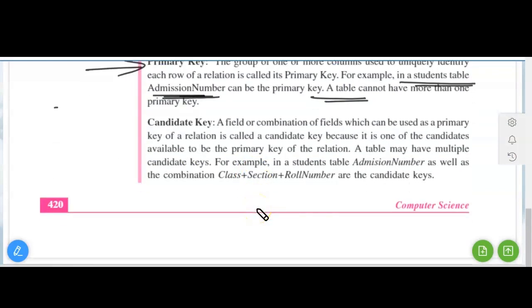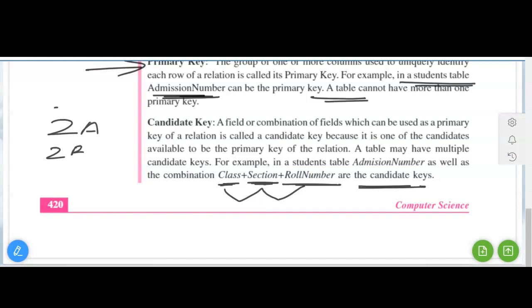If you take the class of a student, the section of a student, and a roll number, the three together make up a candidate key. For example, the same roll number will be there in different classes. So if you take 2A, 2B, 2C, roll numbers 1 to 40, 1 to 45 or 50, something like this will be there. So these roll numbers will be there in every class.